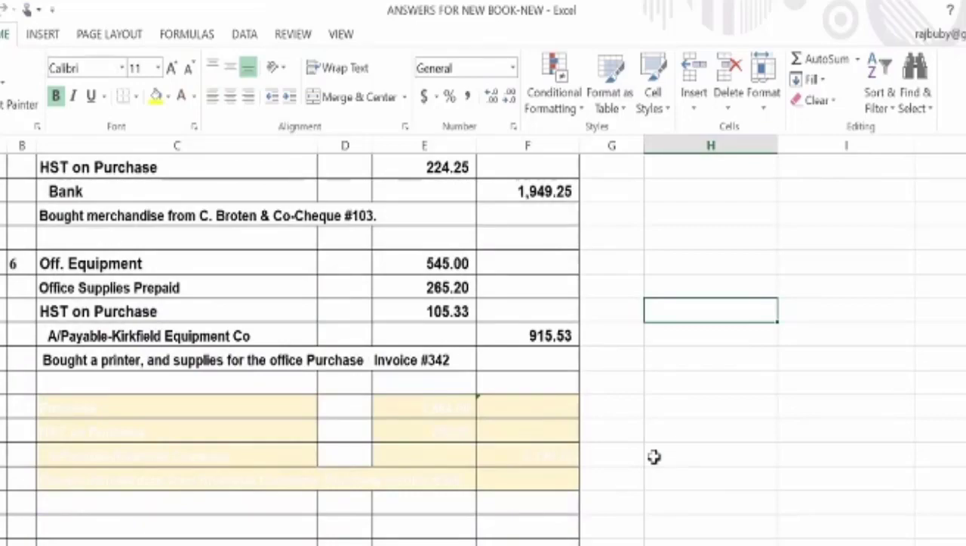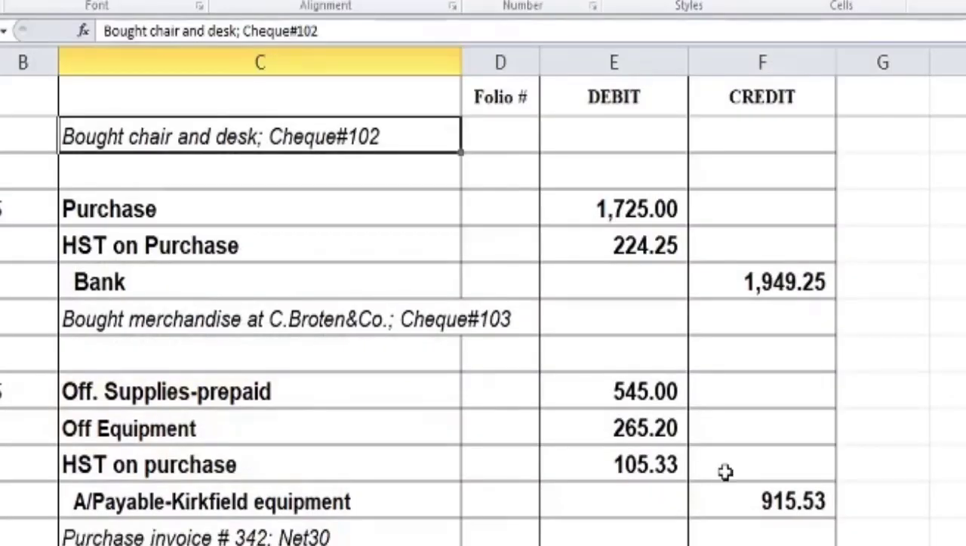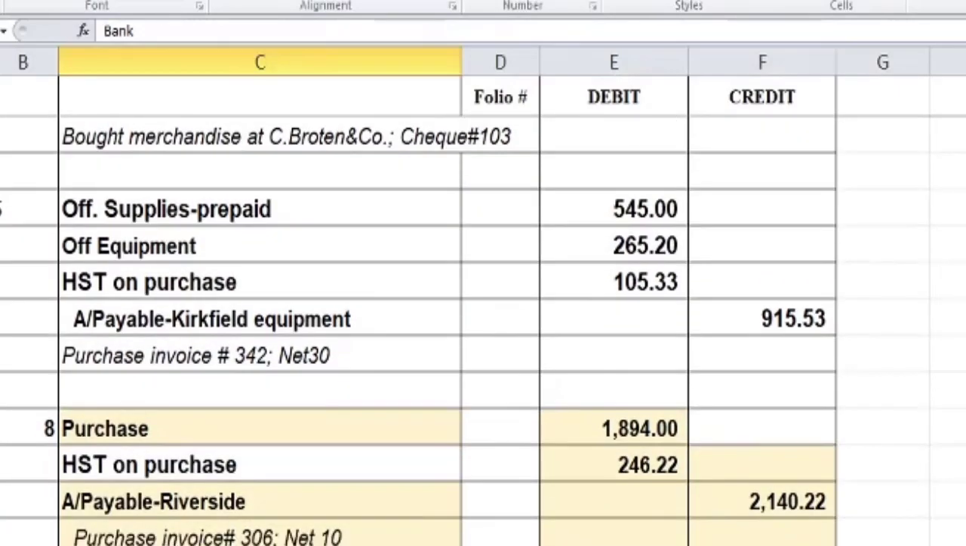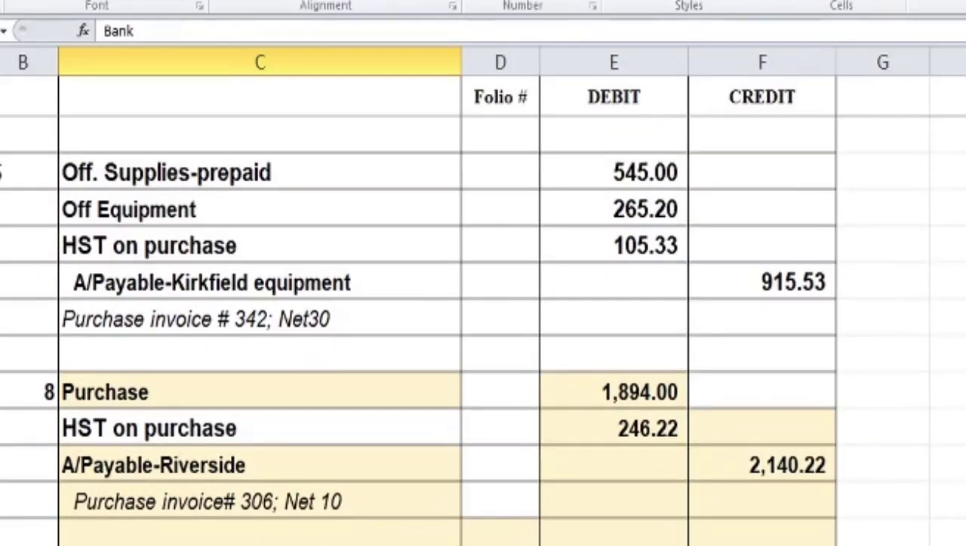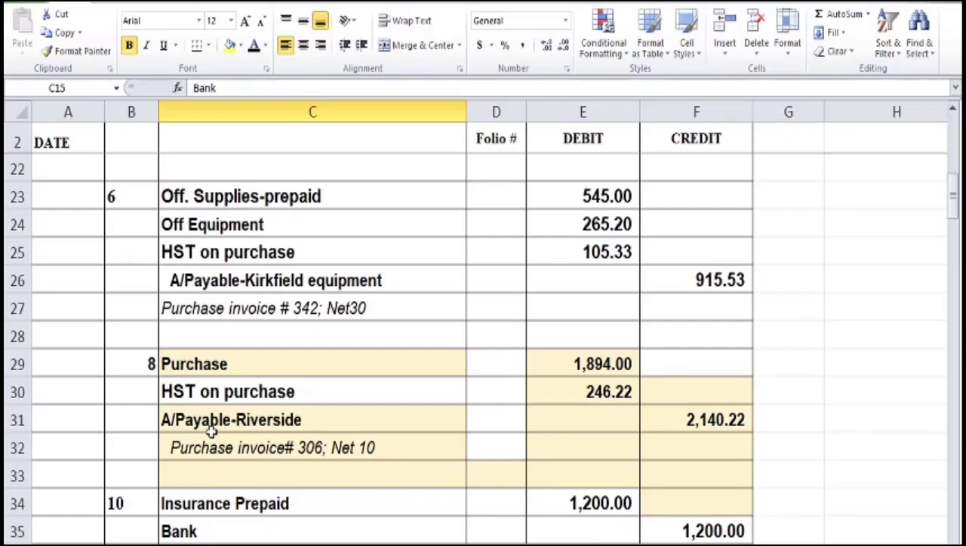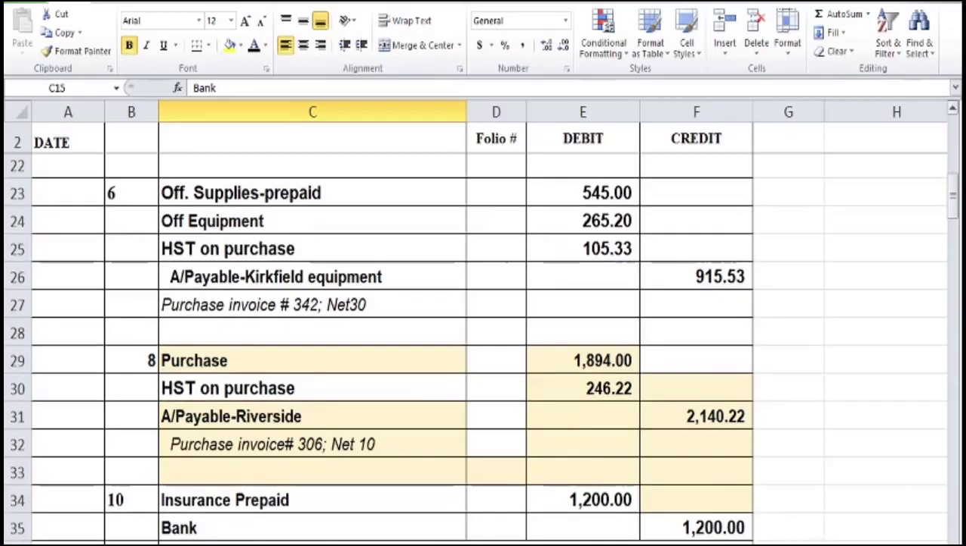October 8, bought merchandise from Riverside Company on account for 1,894 plus HST of 246.22. Purchase invoice number 306, net 10 days. Once again, we'll debit the purchase account for 1,894. Then HST on purchase debit also 246.22. Accounts payable Riverside will be the credit side for 2,140.22.